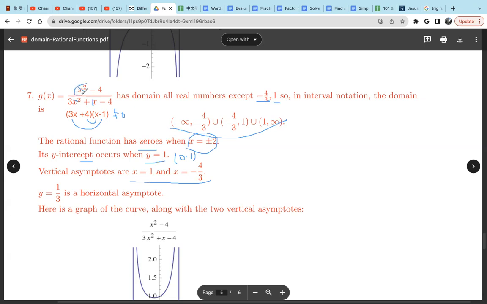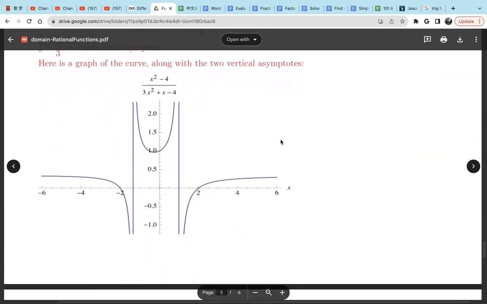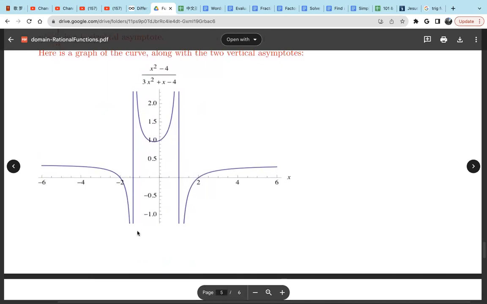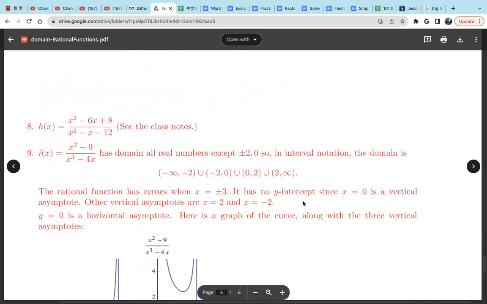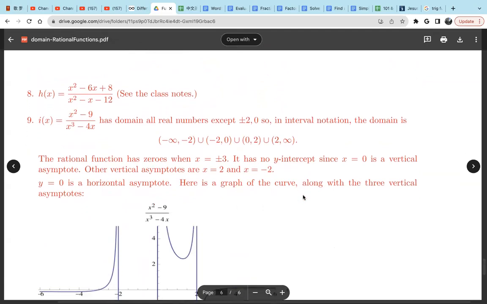And taking the leading term in the numerator and the leading term in the denominator, x squared divided by 3x squared, that's 1/3. So y equals 1/3 is a horizontal asymptote. With all this information, now we can sketch our graph. So our graph looks like this. 2 vertical asymptotes, 1 horizontal asymptote, which is not showing here, and 3 pieces.